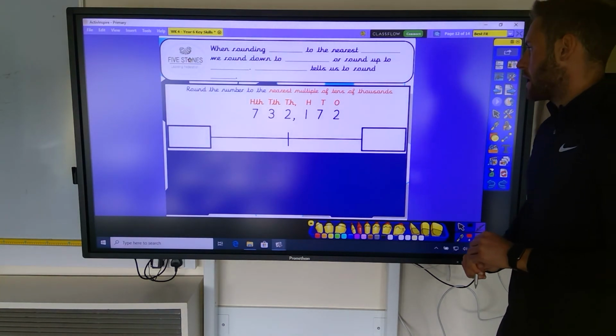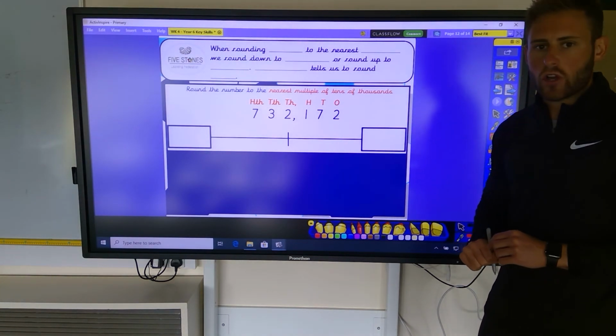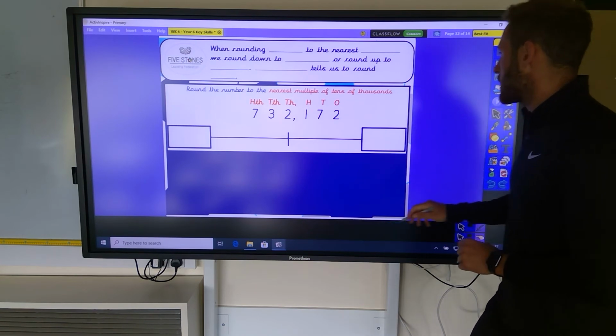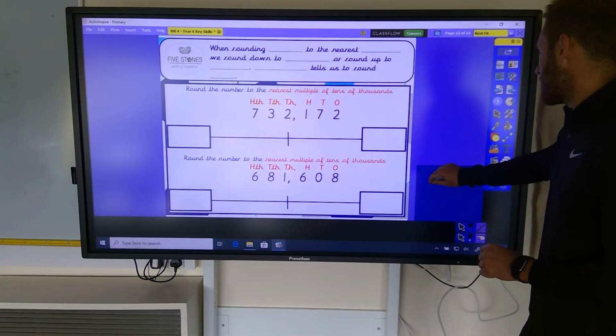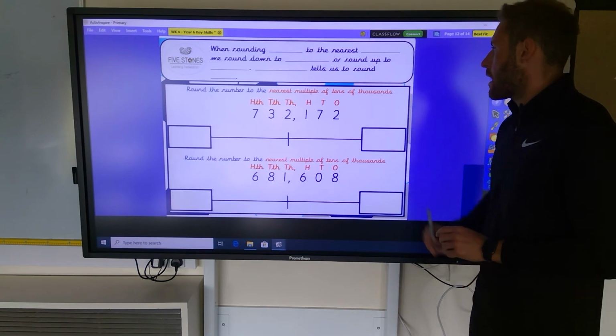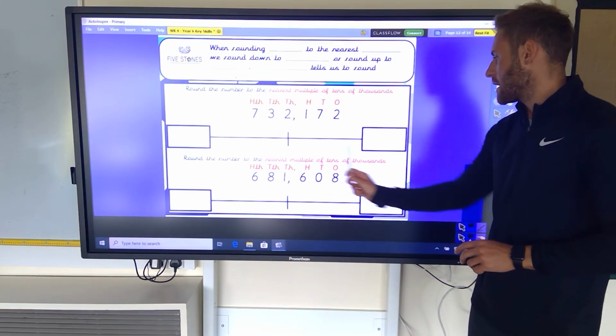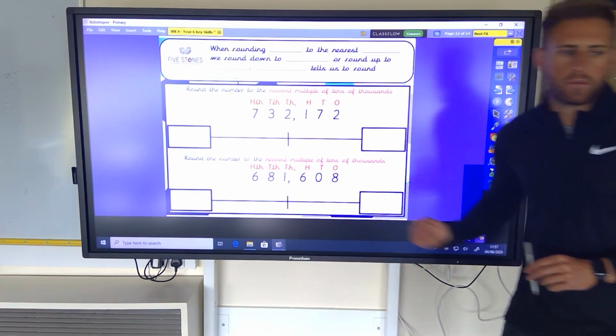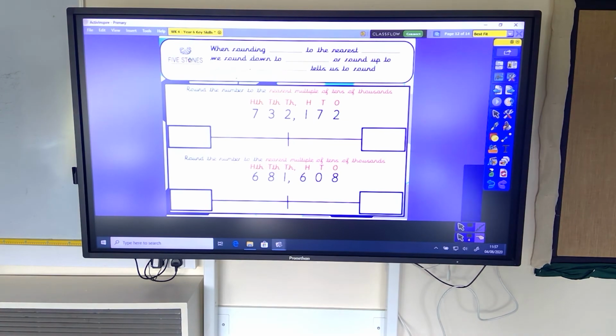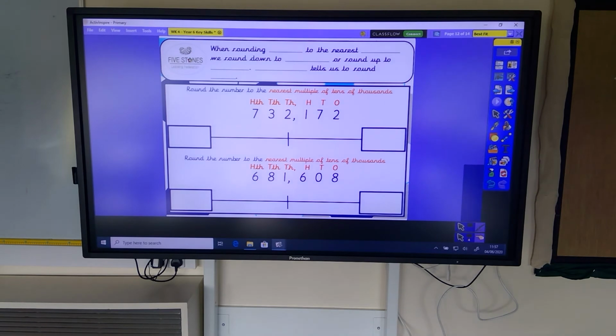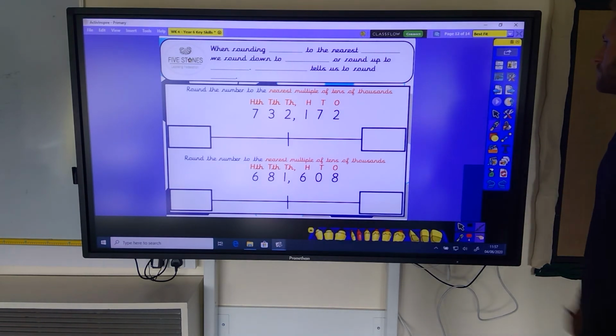Great work. I'm going to leave you with this calculation to solve, and also this calculation to solve. It is finding the nearest multiple of tens of thousands. Nearest multiple of tens of thousands. Off you go. Pause the video to give yourself more time.